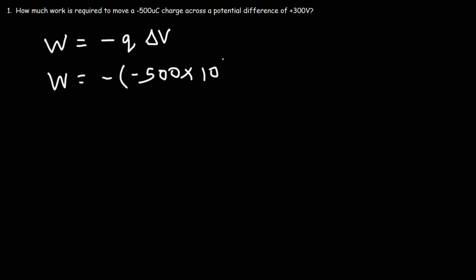Now let's work on this example problem. How much work is required to move a negative 500 microcoulomb charge across a potential difference of 300 volts? For this problem, all we need to do is use this formula. The work is going to be negative Q times delta V. So we have the charge. Q is negative 500 microcoulombs, or 500 times 10 to negative 6 coulombs. The voltage, or the change in V, that's the potential difference across 2 points. So that's positive 300.